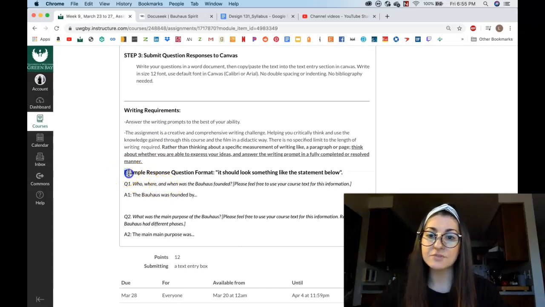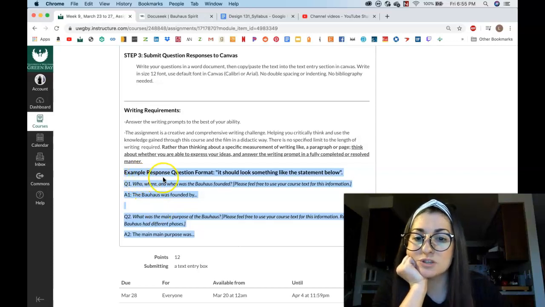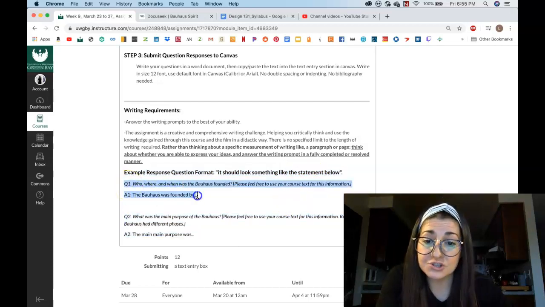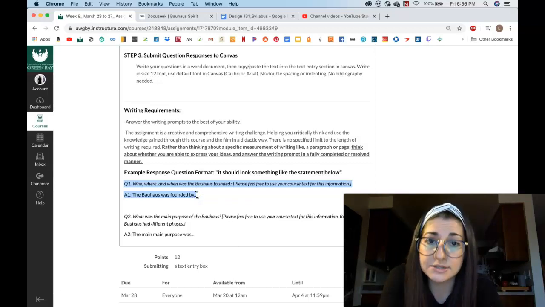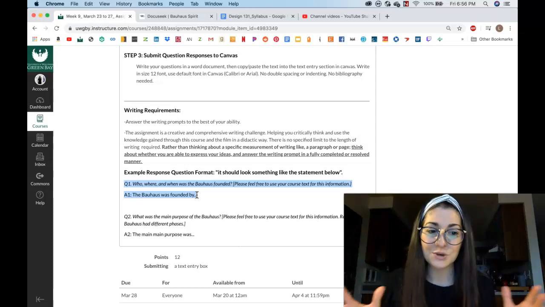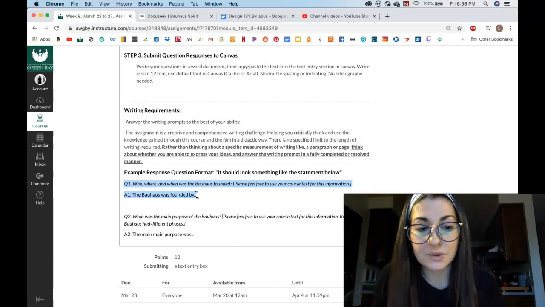Okay, so after that, I give you a really beautiful little formatting section. So example response question format. It should look something like the statement below. So I give you how I want the questions to look. And yes, I do want it formatted like this. I'm going to be reading a lot. So that means that I'm going to rely on you guys to make sure the format is easy for me to read. You want to be very kind to me right now because I'm going above and beyond in a lot of areas, and I don't want to have to mess through a weird formatting situation where it's unclear.